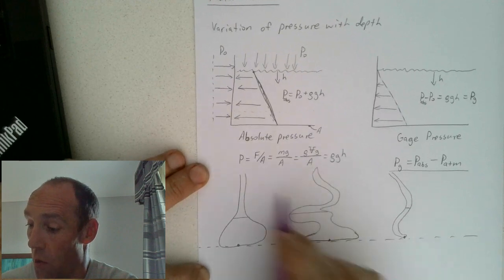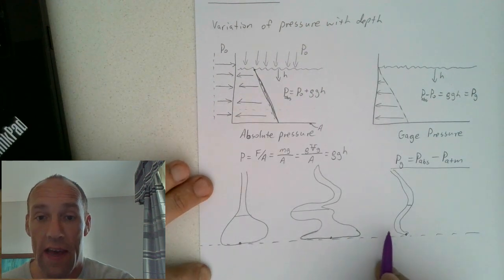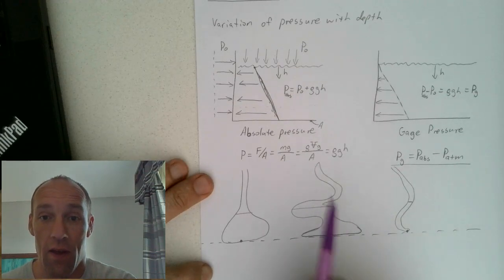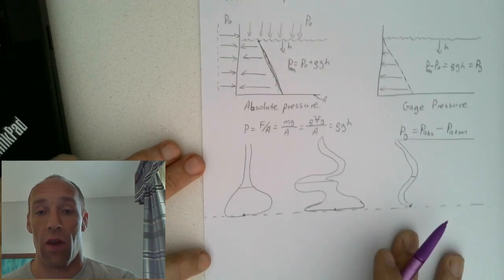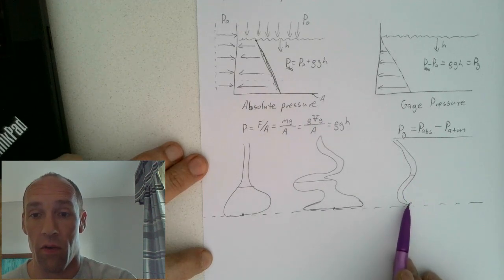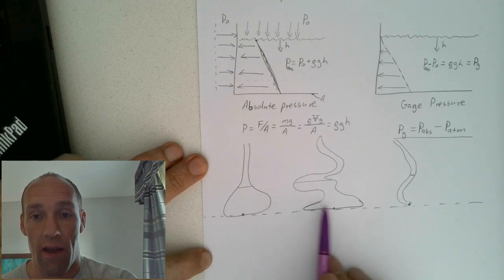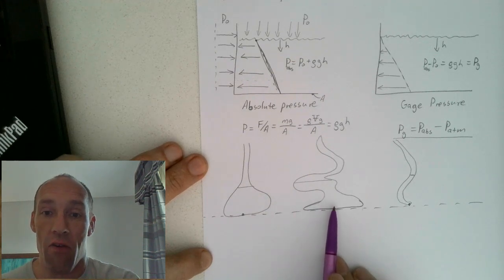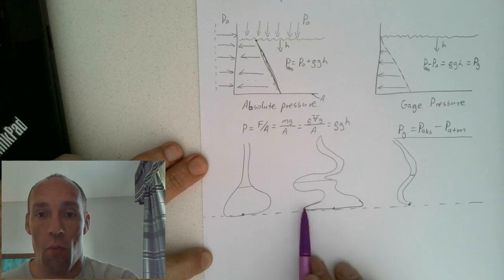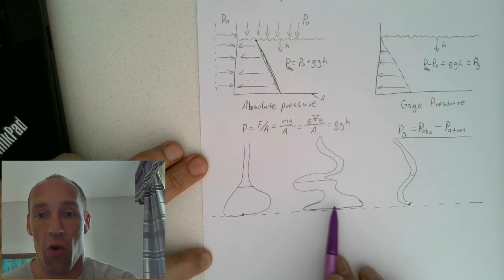So not only does pressure vary with depth in a static situation, it's only dependent on depth in a static situation. There's very little fluid above this one in this particular case, and much more in this case, and maybe even a little bit more in this one. However, there's more area to distribute that force, so the pressure remains constant.